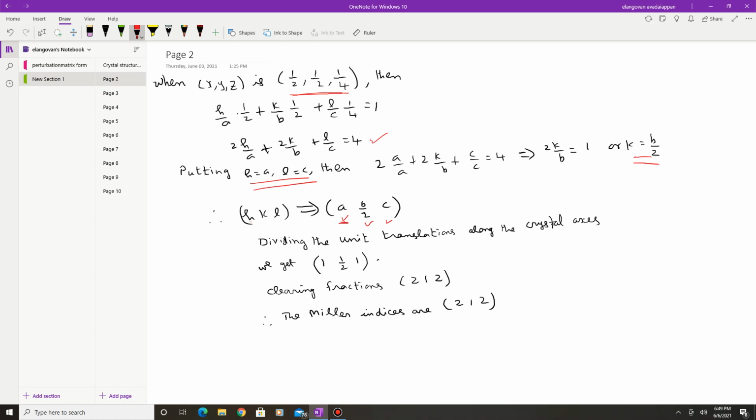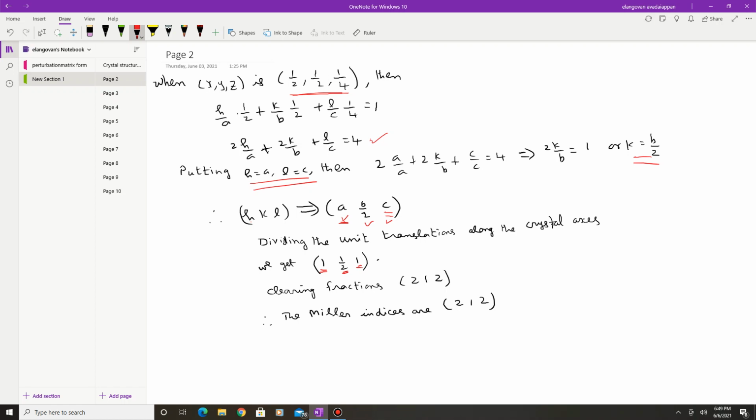So if you divide a by a, you will get 1. B by 2, if you divide by unit translation b, you will get a half, and along here the unit translation is c. So if you divide by the unit translation, you will get 1, a half, 1.